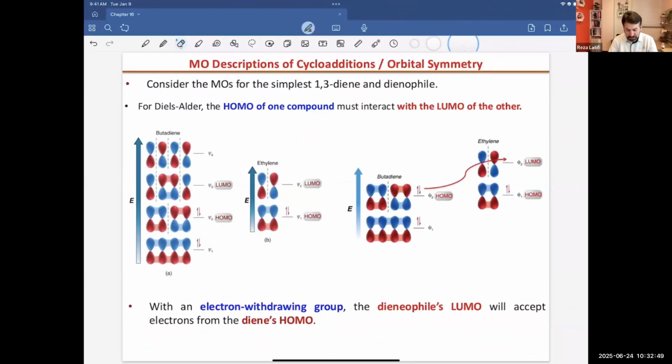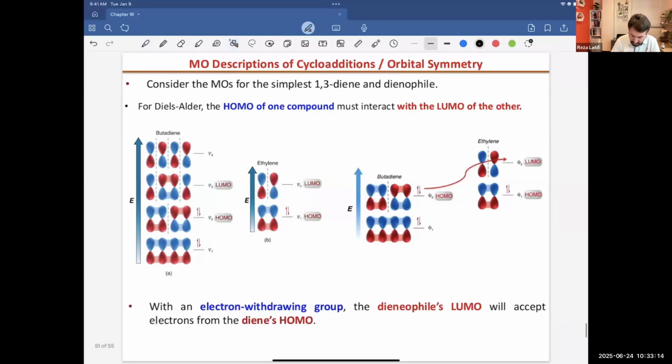Now I want to start a new subject, and it's going to be the symmetry of the HOMO and LUMO orbitals during Diels-Alder reactions. Remember that the HOMO and LUMO orbitals are the ones that are going to interact and give us sigma or pi bonds. And so I'm going to look at the symmetry of those and see whether they are constructive or destructive.